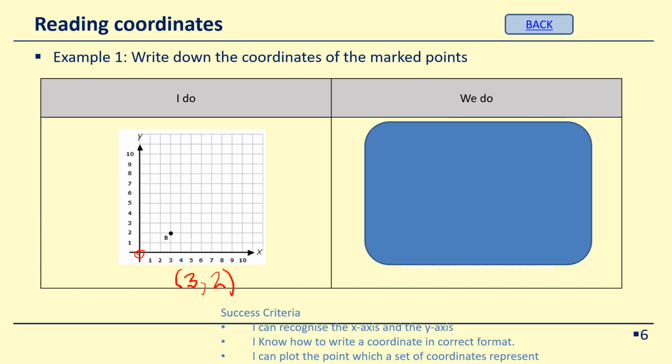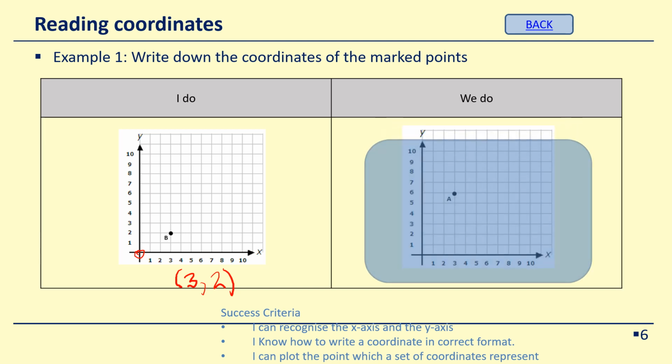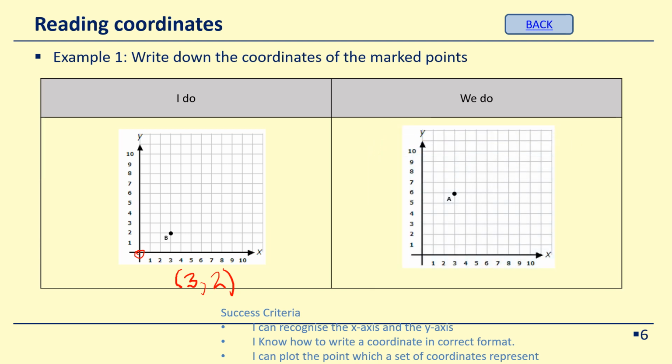Okay, 3, 2. So now I want you to do the we do. Okay, so we're going 3 across, and this time we're going 6 up. So it's 3, 6.